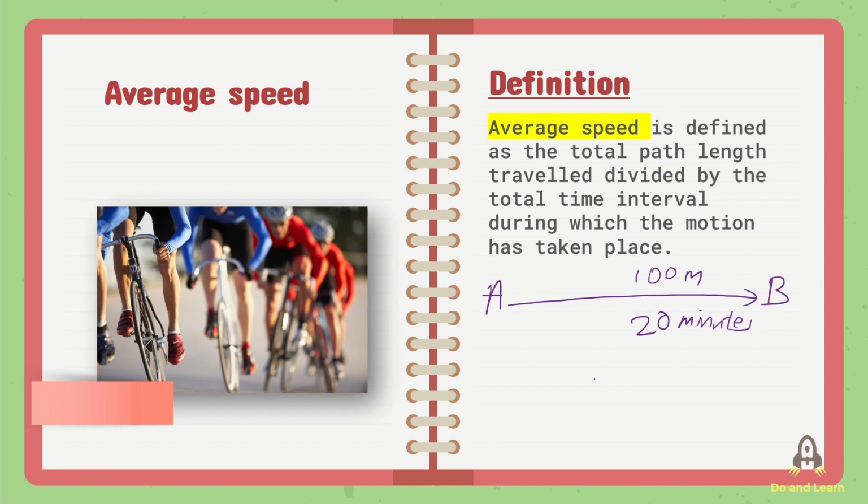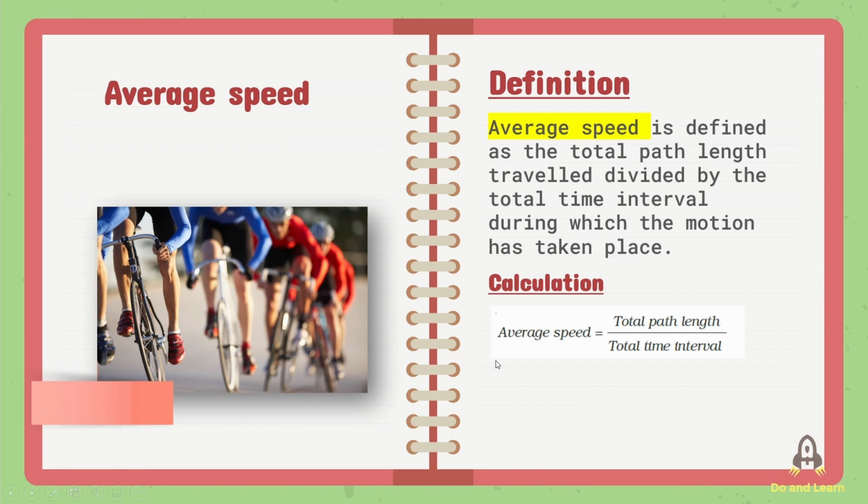So you can calculate. We have the formula to calculate the speed. Average speed is equal to total path length, that is total distance, divided by total time. Distance divided by time. So the unit will be the same as velocity, meter per second.